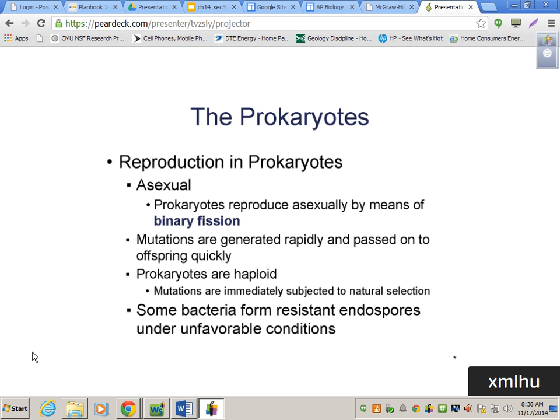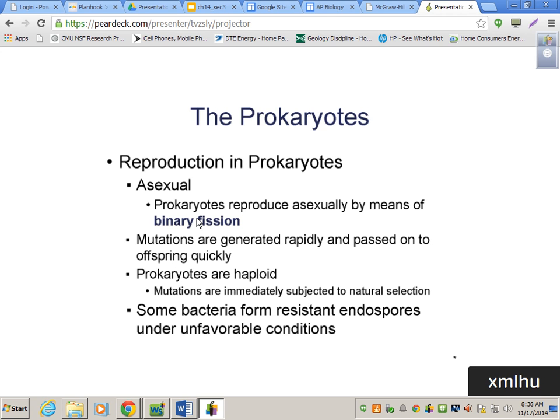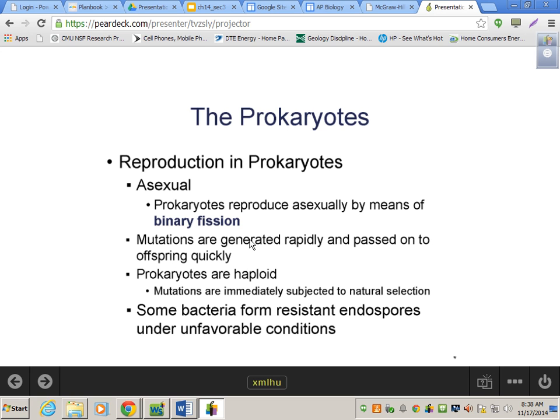So we know reproduction in prokaryotes is relatively simple. They are asexual, although you think about how they share through conjugation, not always as simple as just thinking about binary fission when you think about how their DNA might be changing. But prokaryotes reproduce asexually by means of binary fission. Bi meaning two, to split into two. Fission is to break apart, right? Fusion, come together; fission, separate. And mutations are generated rapidly and passed on to offspring quickly.